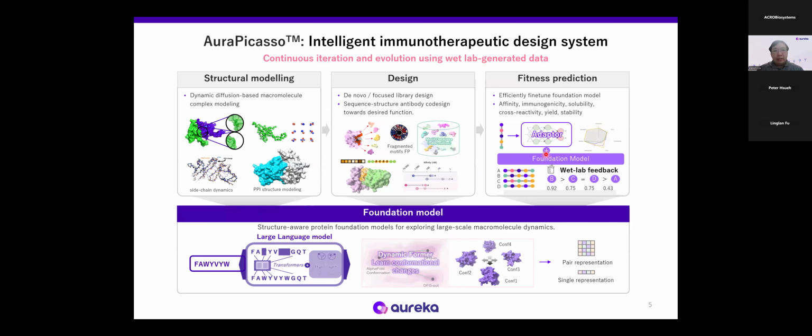For the first modality, Aureka is the intelligent immunotherapeutic design system. It comes with three modalities here, and these three modalities are not just individual modules. They actually talk to each other because it's a data rich world these days.